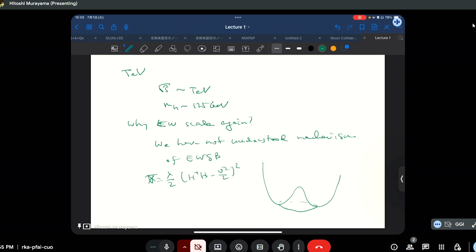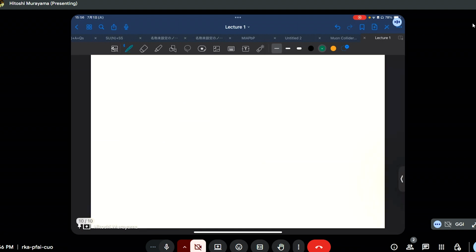But if you just write down this potential, it really looks like a toy model. It does the job, but it looks kind of like a cheesy toy. And that's the feeling many people had in the end.